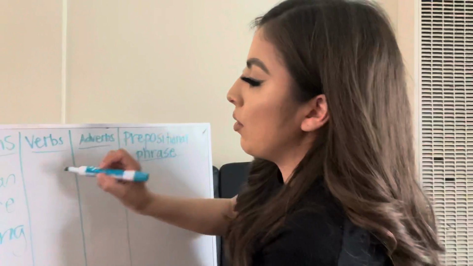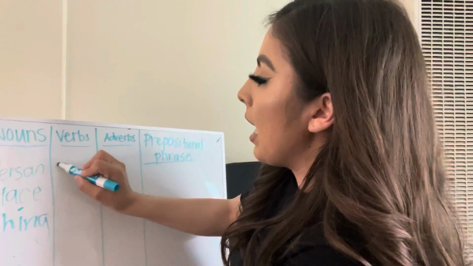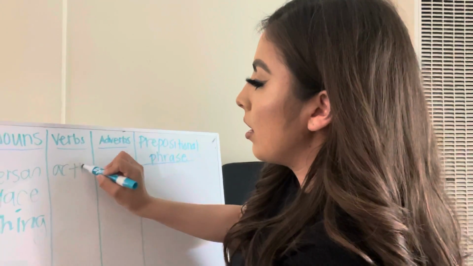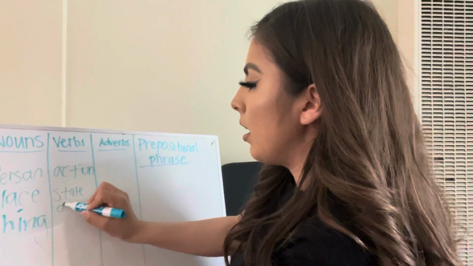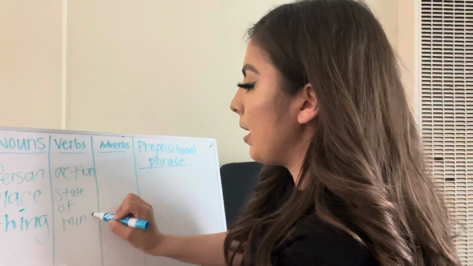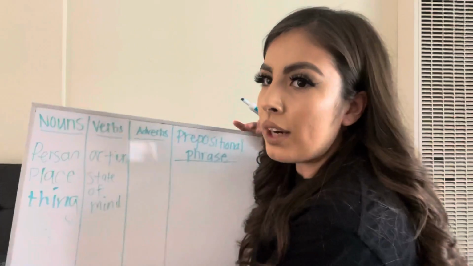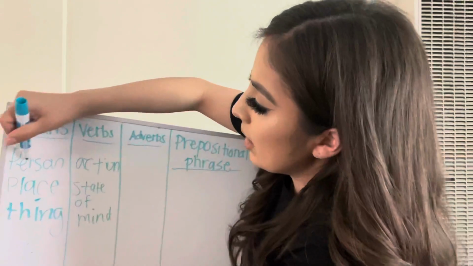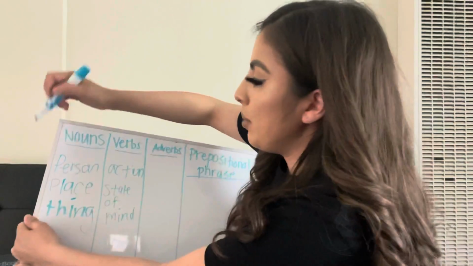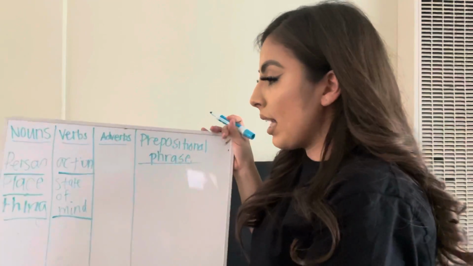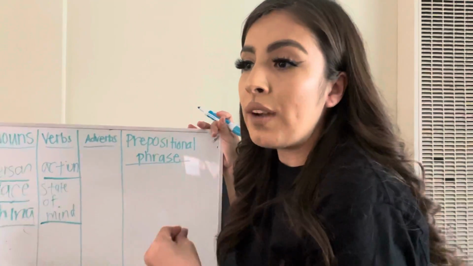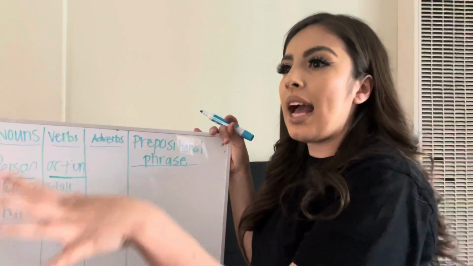So we can write that down, right? Let me see. Action or state of mind. All right, cool. So I'm going to just underline these. I know it's kind of hard to see. Moving along to the adverbs, I want to see if anybody can take a quick guess, and by the show of hands, how many of you know what an adverb is?